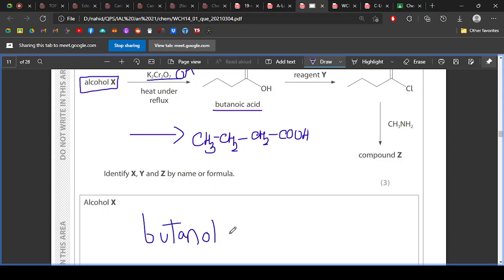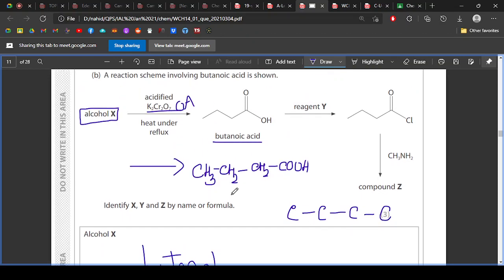Now, to be specific, if I say butanol, is it so? Butane means there are four carbons, right? On which carbon would the OH group be? On which carbon does the OH group have to be? So before you answer me, tell me, this is a carboxylic acid, right? Butanoic acid. What degree alcohol gives you carboxylic acid? Primary, secondary, or tertiary?